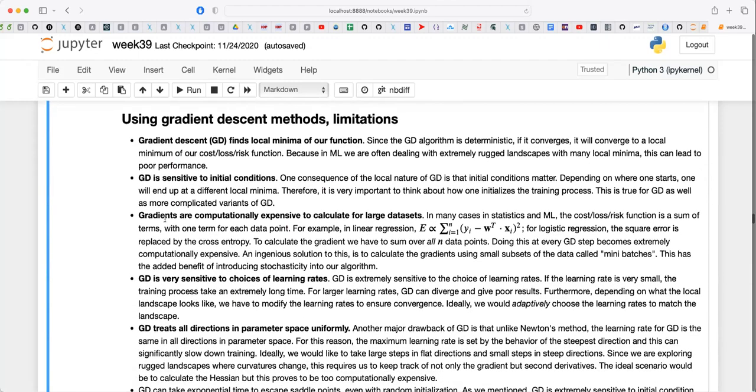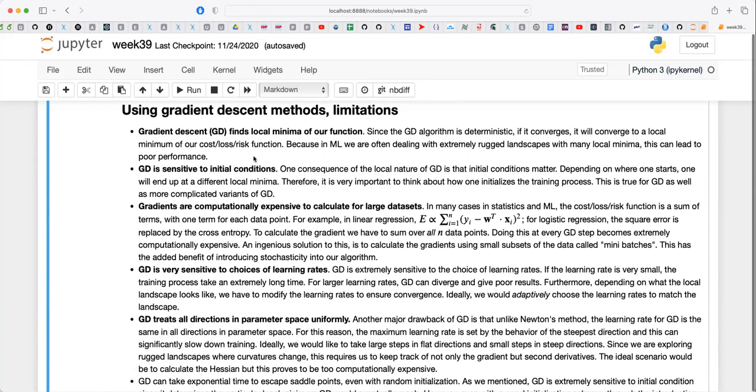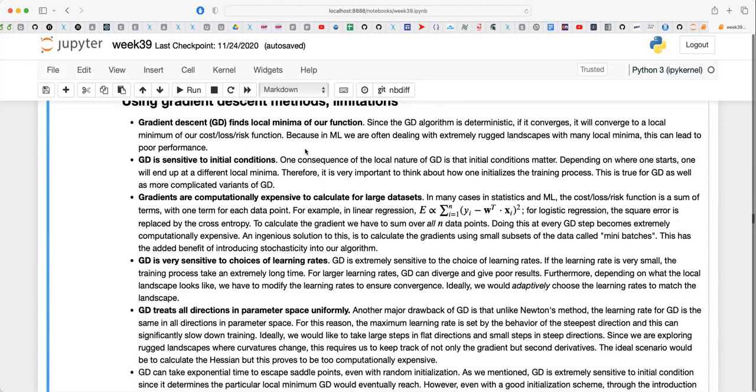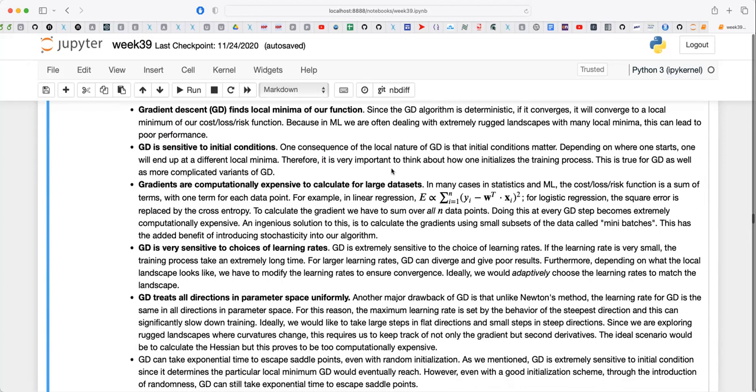So if we summarize this, if you use gradient descent, there are specific limitations. It's very easy to implement. So the gradient descent is deterministic. If it converges, it will converge to a local minimum of a cost function. So in machine learning, we often deal with extremely rugged landscapes with many local minima, and this can actually lead to very poor performance. Now, it's also very sensitive to initial conditions.